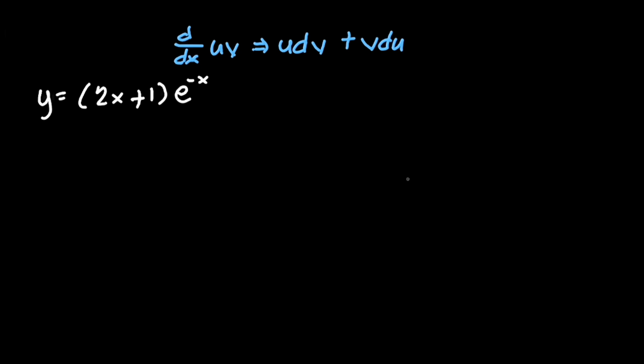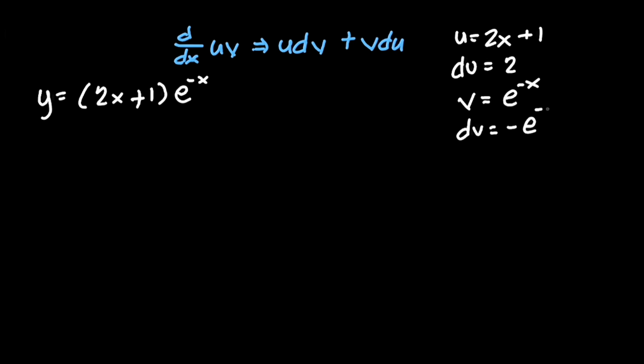Let's try to solve this. 2x plus 1 multiplied by e raised to the power of negative x. U here would be 2x plus 1. Derivative of 2x plus 1 would be 2. V would be e raised to the power of negative x. And derivative of v would be negative e raised to the power of negative x.